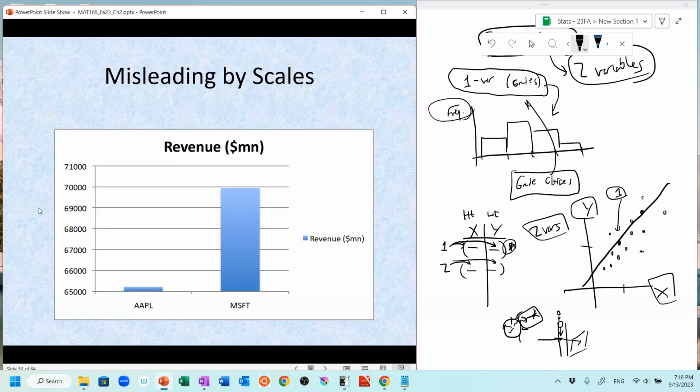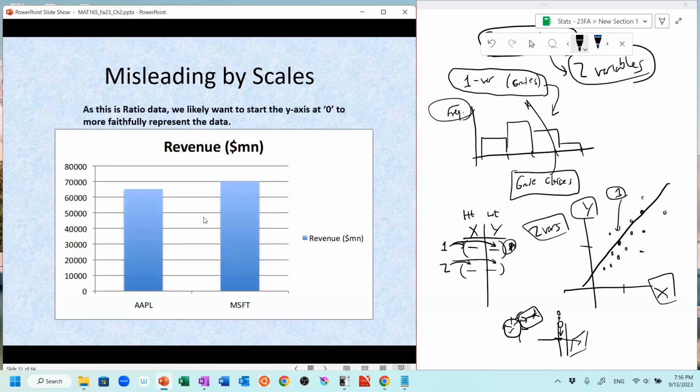That might be our natural inclination. So this kind of picture is going to be much better, starting at zero, because there is a true zero here. Zero revenue means they didn't make any money.